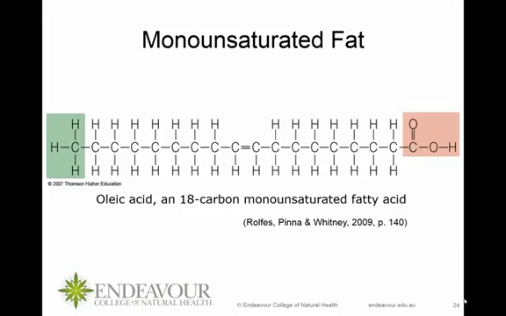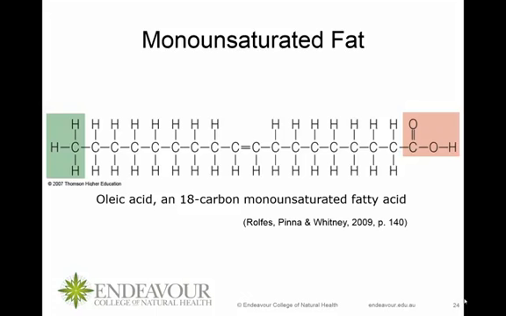The next slide is a monounsaturated fatty acid. And why do we know that's a monounsaturated fatty acid? We know that because there's one double bond in the carbon chain. This is in fact oleic acid, which is an 18 carbon monounsaturated fatty acid. And another way of describing this is omega-9.